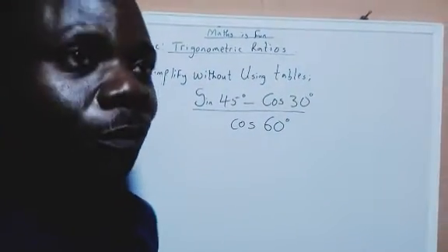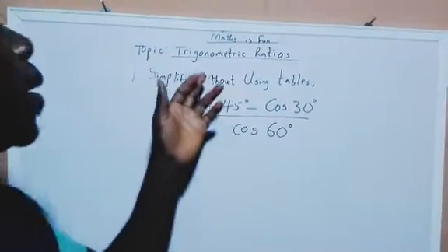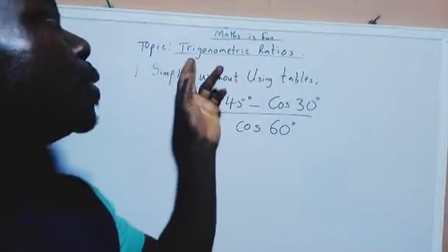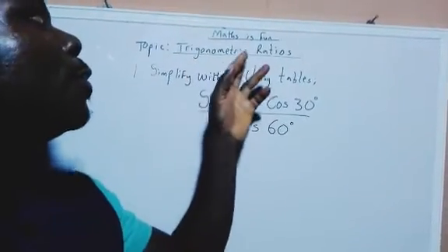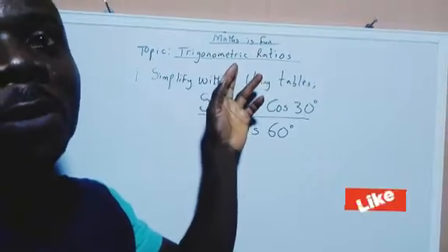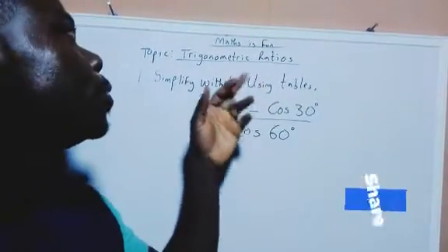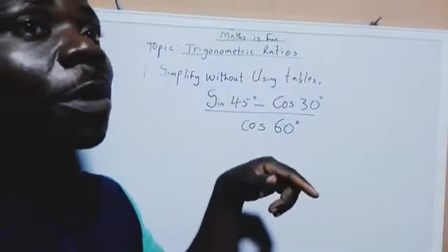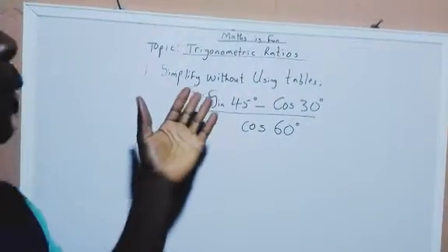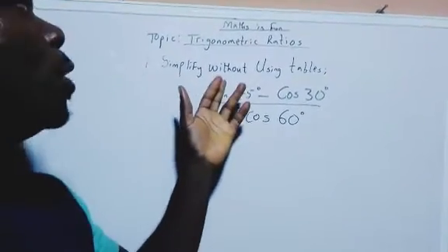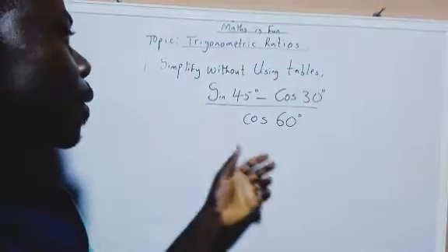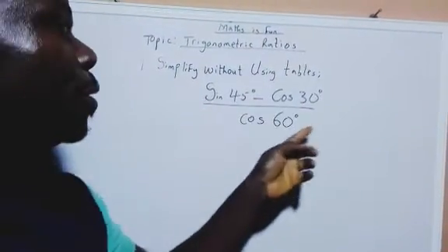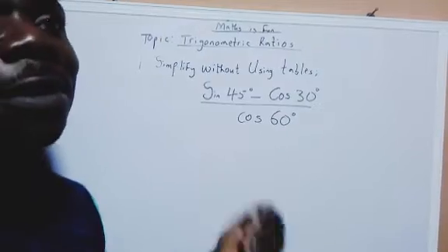How are you today? Today we are to look at trigonometric ratios. The word trig means the three sides of an angle, while metric means the measurement of a triangle. So trigonometry simply means the measurement of a triangle. So now let's look at this question. Simplify without using tables: sine 45 degrees minus cos 30 degrees, all over cos 60 degrees.